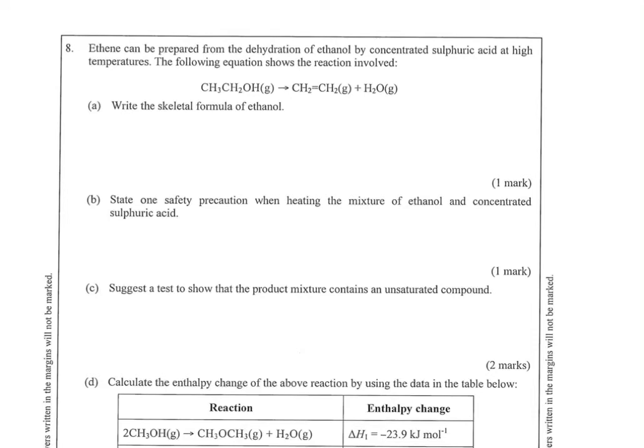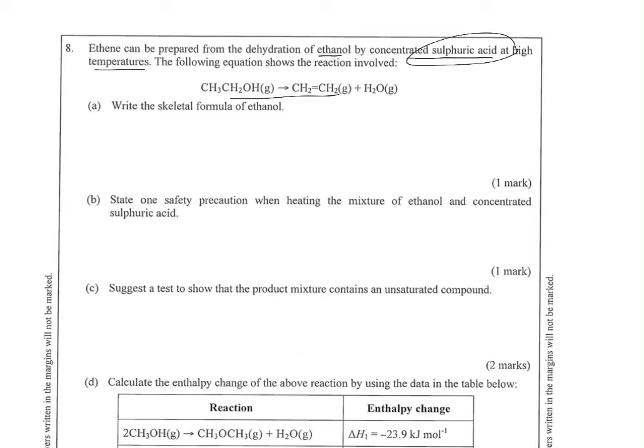Number 8. Ethene can be prepared by the dehydration of ethanol. So this is a dehydration reaction by concentrated sulfuric acid at high temperature. Okay, so the condition is provided. Later on, there is one reaction that also asks you to write down the condition, it seems in paper 2. So write down the condition for this dehydration. If you read the question carefully, then you know the answer.